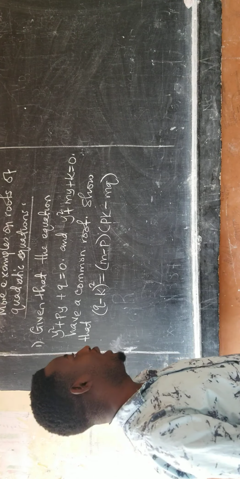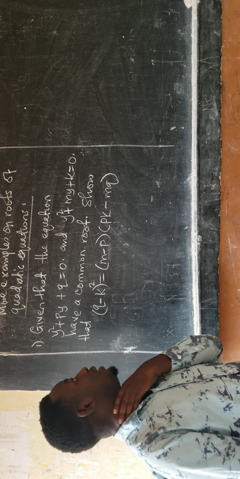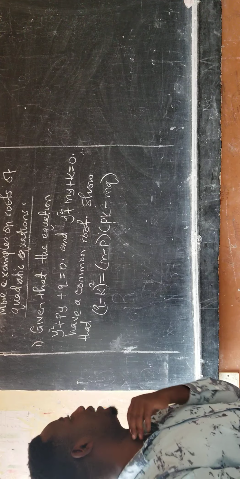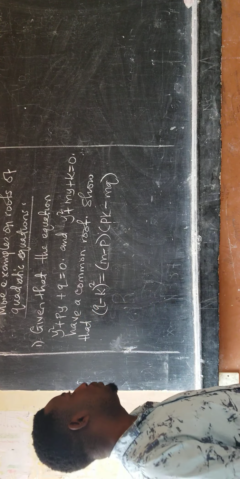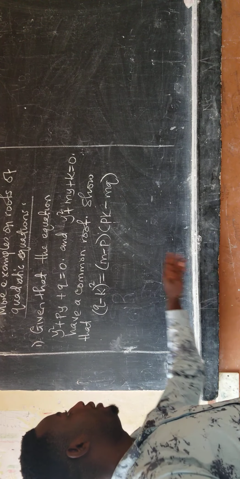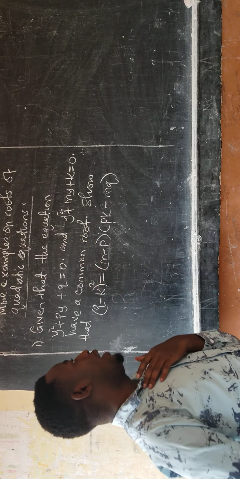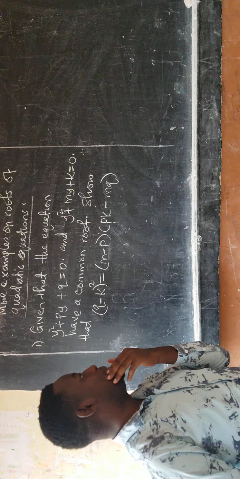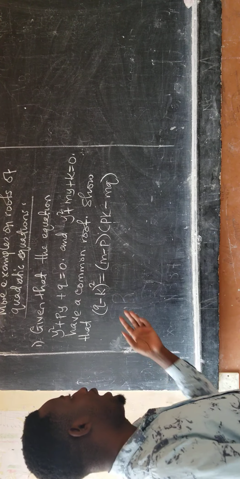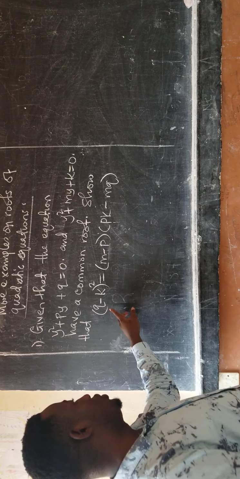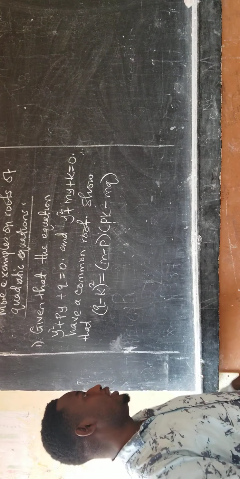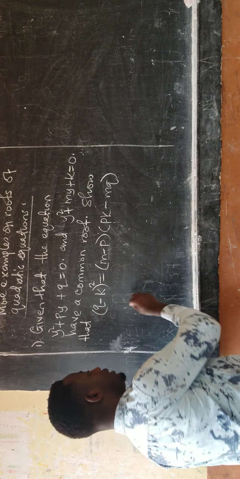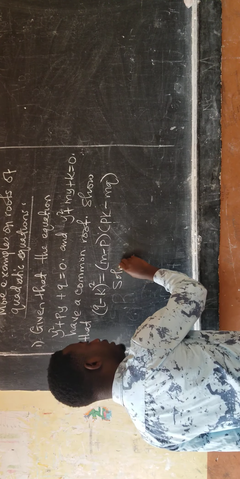Okay, we are looking at more examples of quadratic equations, and we're saying, given that the equation y squared plus py plus q is equal to 0, and also y squared plus my plus k is equal to 0 have a common root, we want to show that this stands. As long as they have a common root, then that stands.